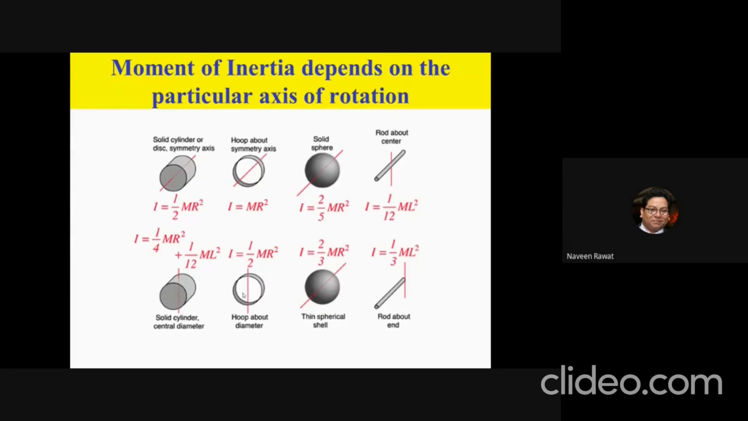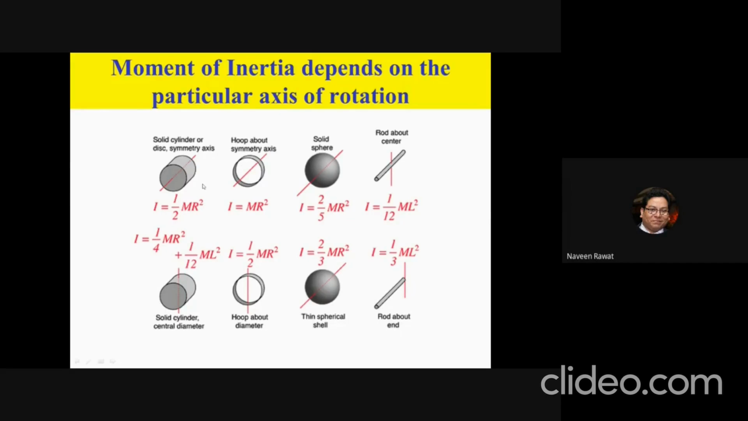For different objects, this moment of inertia will depend on the axis of rotation. For example, if you have a cylinder rotating about an axis going through the complete length of the cylinder, you get 1/2 m r squared. However, if you take an axis that comes out from the side and goes below the cylinder, then your I value completely changes to this expression here. So the moment of inertia depends on the particular axis of rotation that you choose.